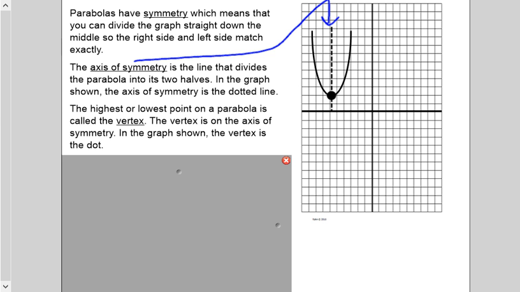In the graph shown, the vertex is this dot. So the graph itself is the solid line, the axis of symmetry is the dotted line, and the vertex is that big black dot. If you have any questions about those definitions, make sure you write them in that box 8, where we have time for questions tomorrow in class.